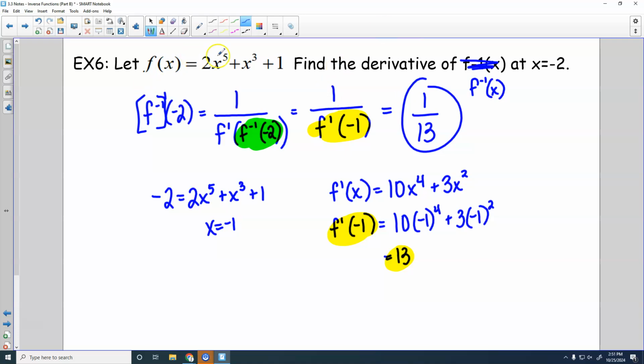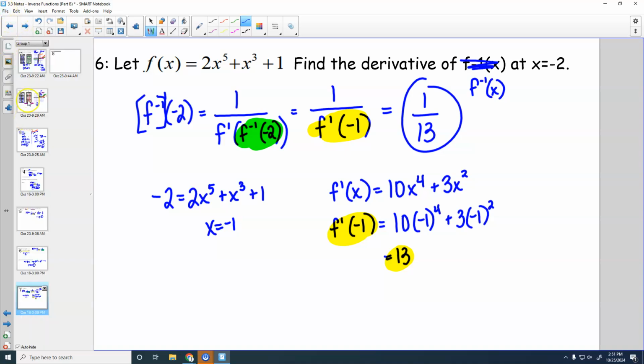Again, you have to do it this way because we can't find that inverse, right? We won't be able to find that inverse. Or if you can, I don't know how.